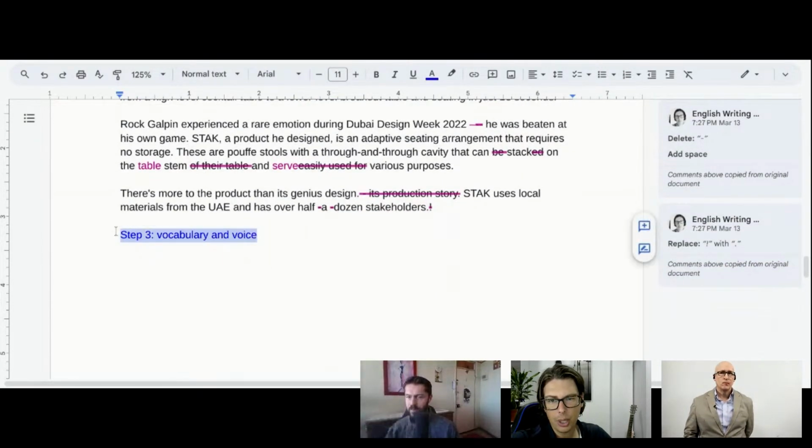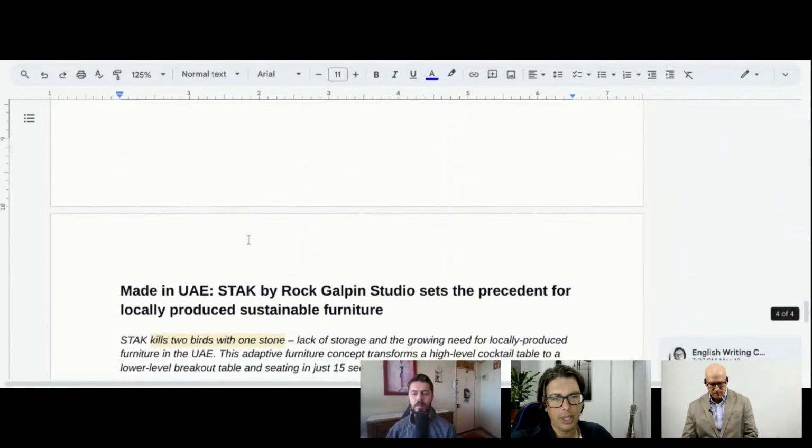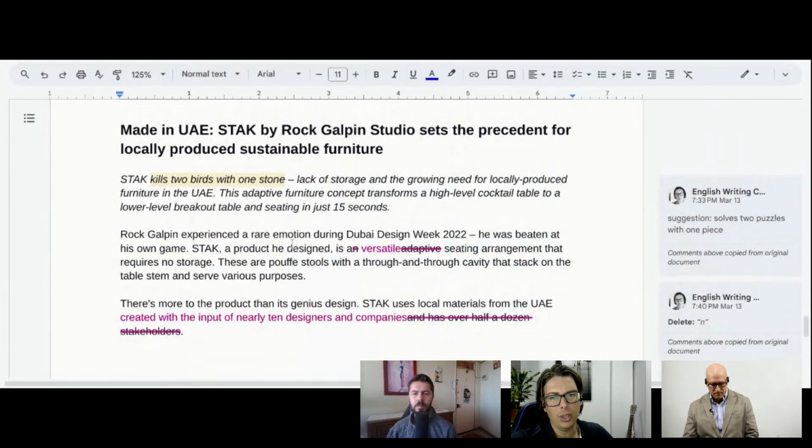So the final step is vocabulary and voice. What might we want to change to make sure that this is exactly in the correct voice for the magazine and is addressing the reader in the right way? There's not too many changes here. We've already dealt with things like that passive voice.